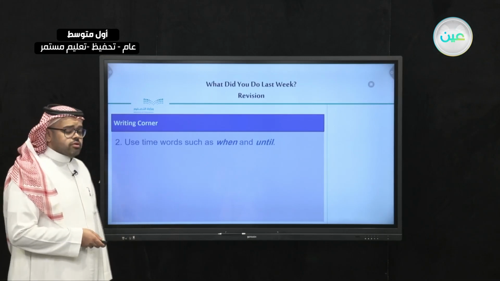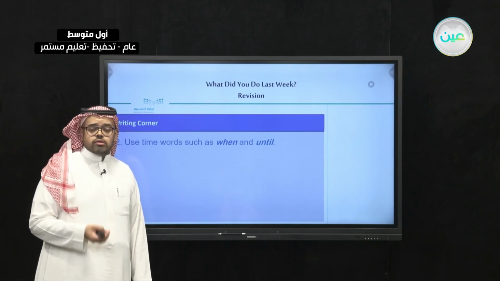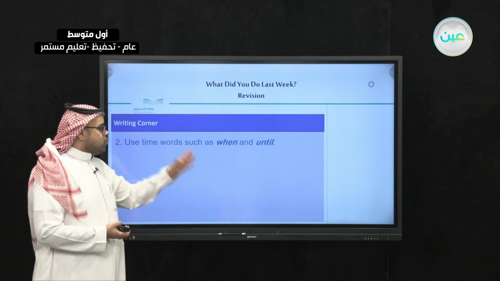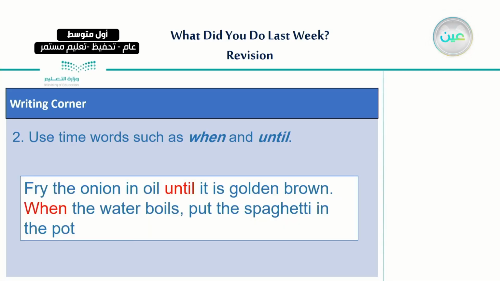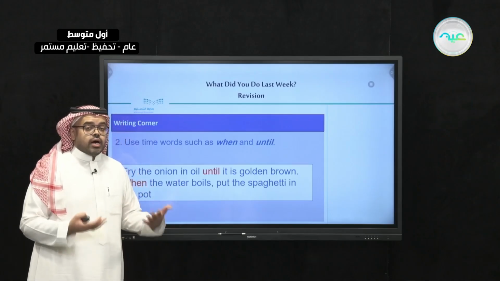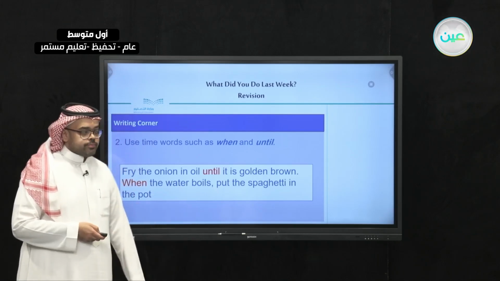Not only this, but also we have learned how we can use what we call the time words. Time words like, for example, when and until. And we gave examples of this when we say, fry the onion in oil until it is golden brown. When the water boils, put the spaghetti in the pot. So until and when also indicate time when we use them when we're talking about how to make food.